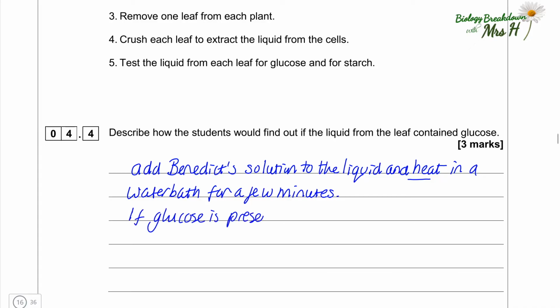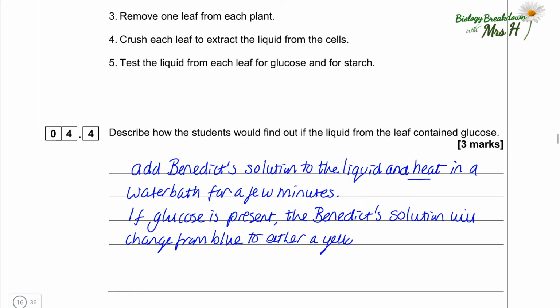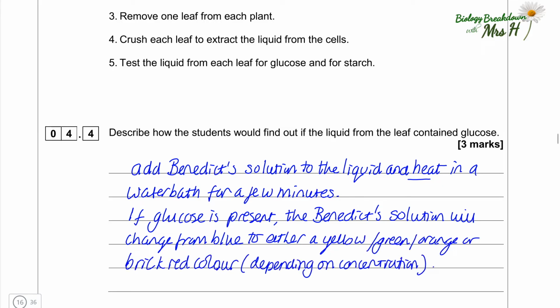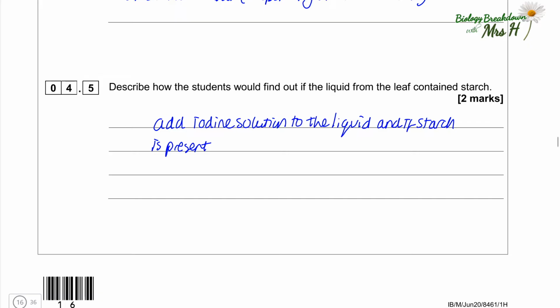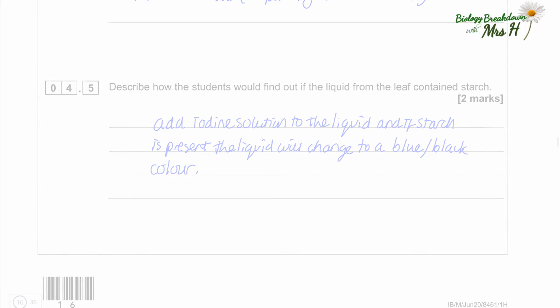If glucose is present, the Benedict solution will change from a blue to either a yellow, green, orange, brick red colour. You get a mark for any of those colours because it depends on the concentration. Describe how the students would find out if the liquid from the leaf contained starch. Add iodine solution to the liquid, and if starch is present, the liquid will change to a blue-black colour.